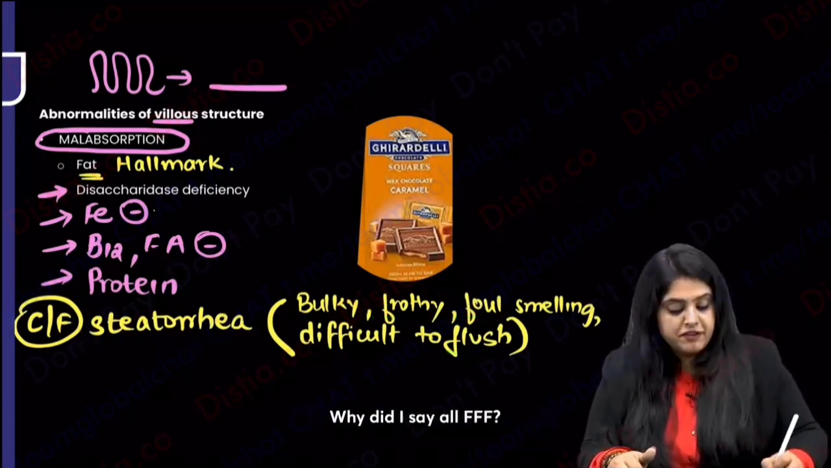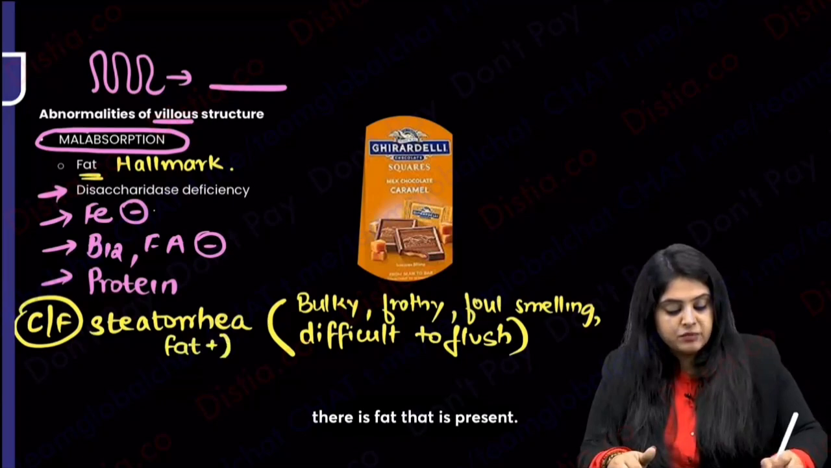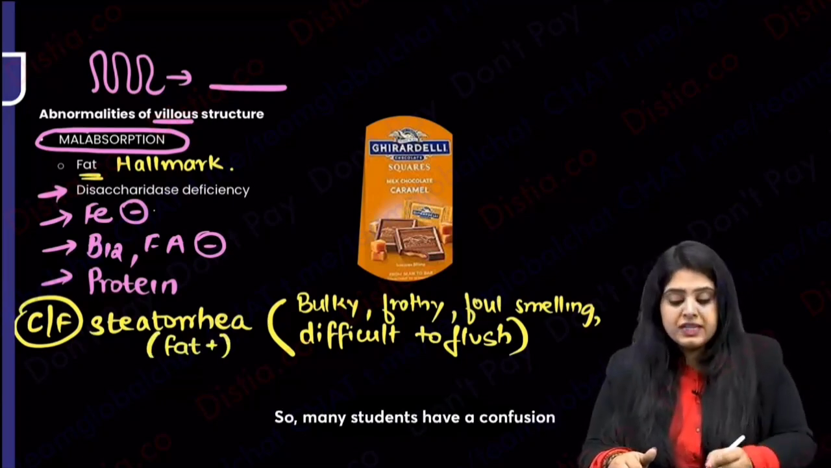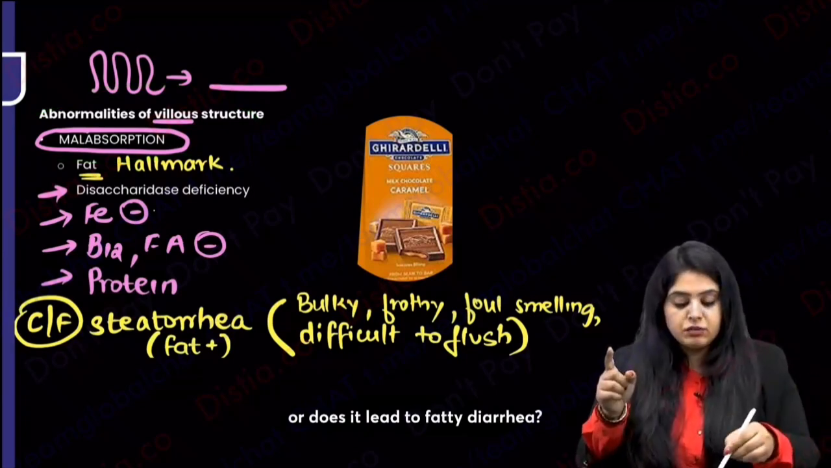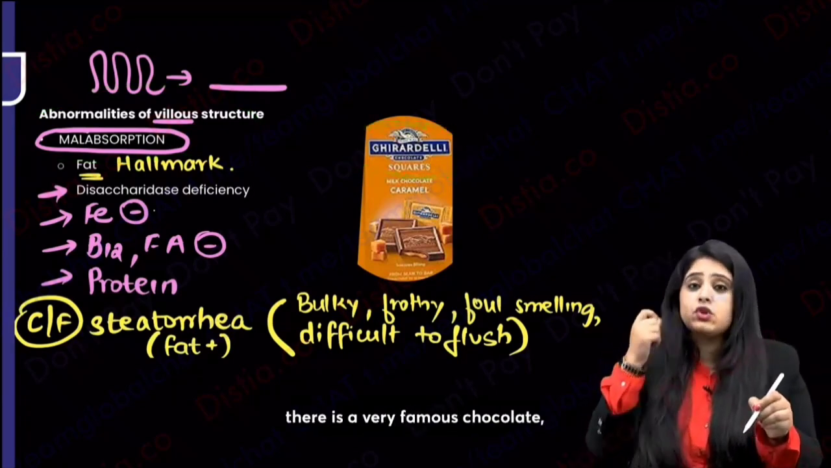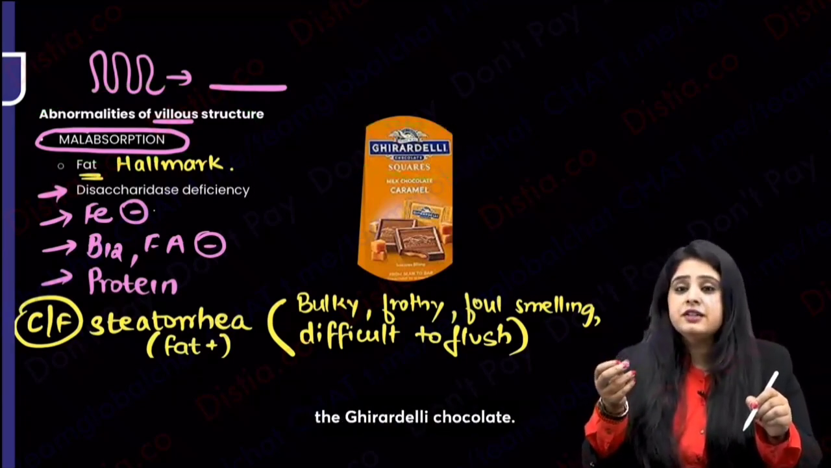Why did I say all FFF? Because that means that there is fat that is present. So many students have a confusion that Giardia lamblia leads to bloody diarrhea, or does it lead to fatty diarrhea? So I hope all of you have heard, there's a very famous chocolate, especially you get it in USA, the Ghirardelli chocolate.